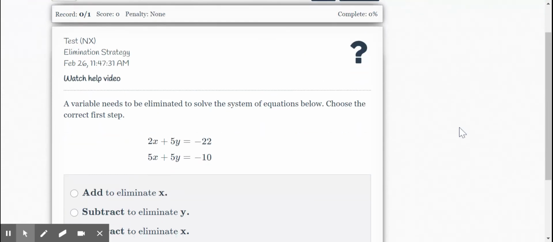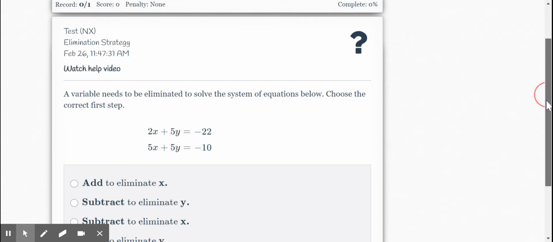Hey everyone, so today we're going to be looking at the Delta Math Elimination Strategy assignment. We're not going to be actually doing any math here. We're just going to be looking at the conceptual part of which strategy we are going to apply to solve these equations. So I'm going to be right on Delta Math today.